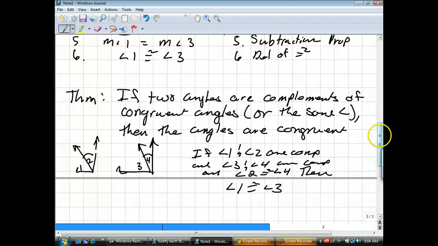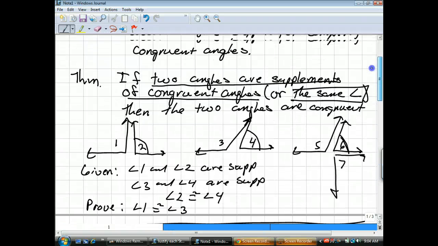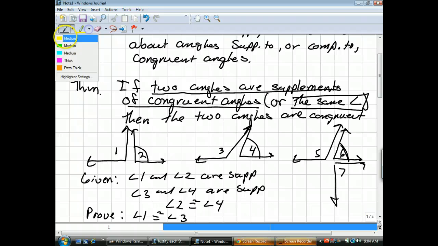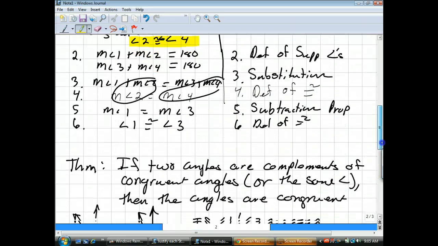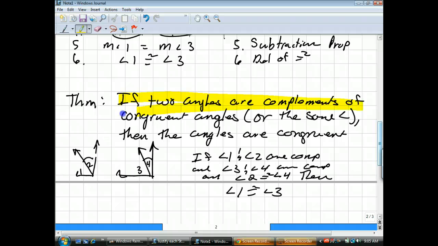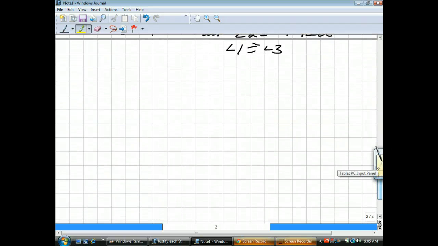So these two theorems are very important. They are used extensively. This one we use very, very often, and this one we use very, very often. So you want to make sure that you have these memorized. Okay. Now let's look at some examples where we might use this.